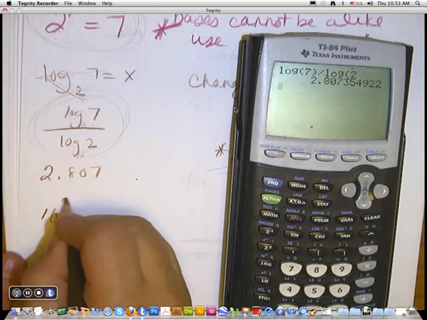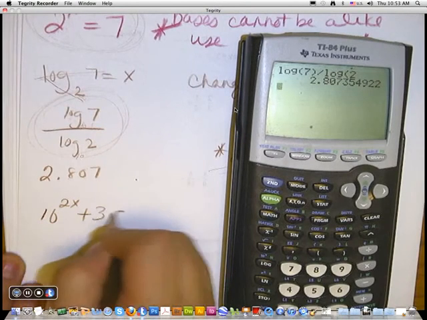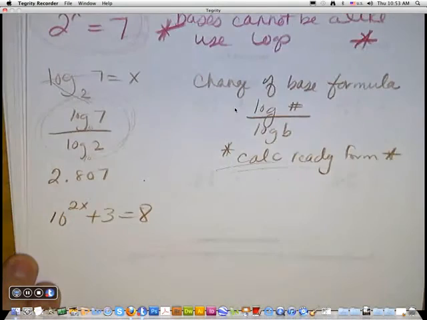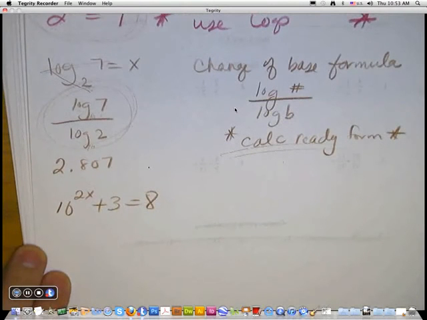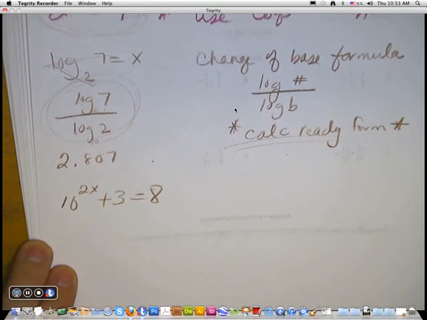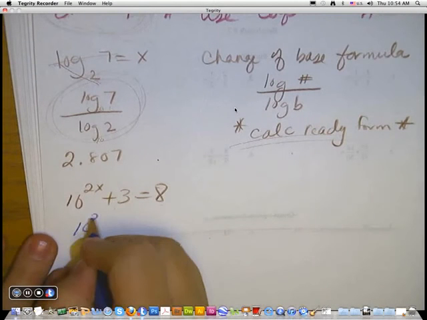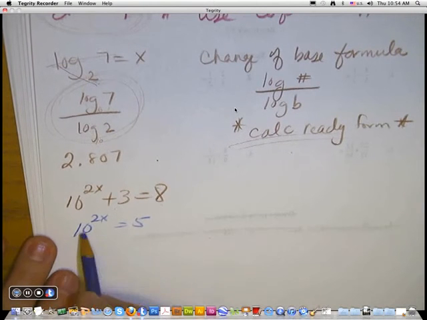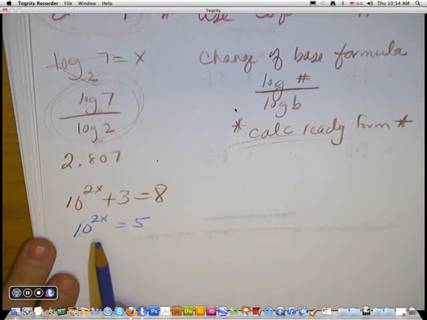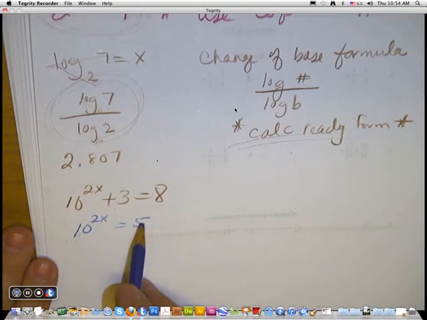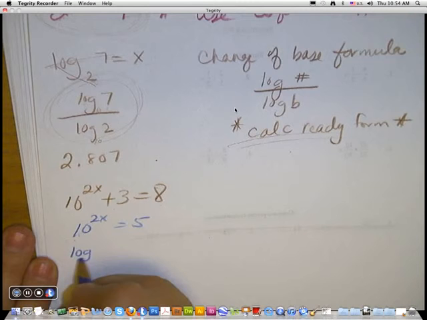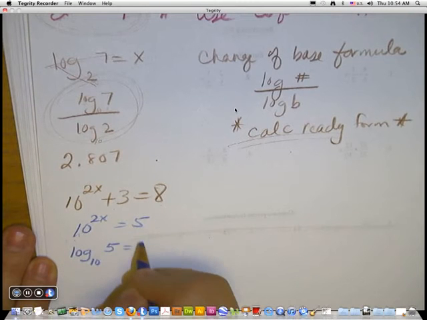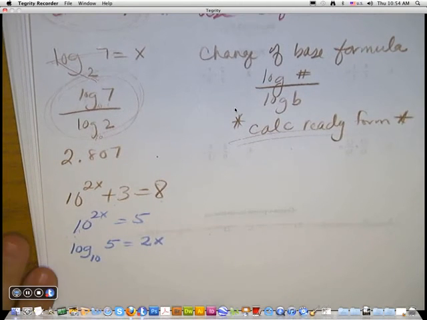All right, so here I have 10 to the 2x plus 3 is 8. Well, first of all, I have to try to get the exponent as alone as possible. So I'm going to subtract it. I get 10 to the 2x is 5. Even though it looks like 10 and 5 are related, yes they are, but they are not bases of each other. So I cannot do anything but change it to log base 10 of 5 is 2x, and then divide by the 2.